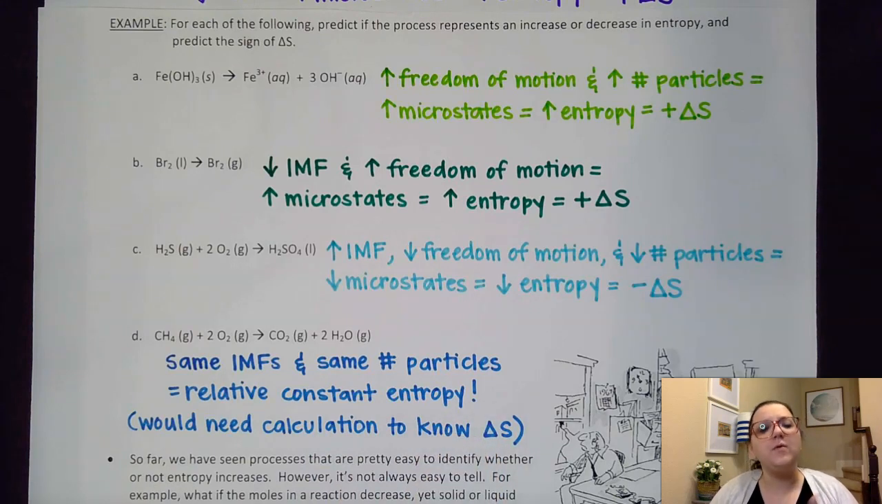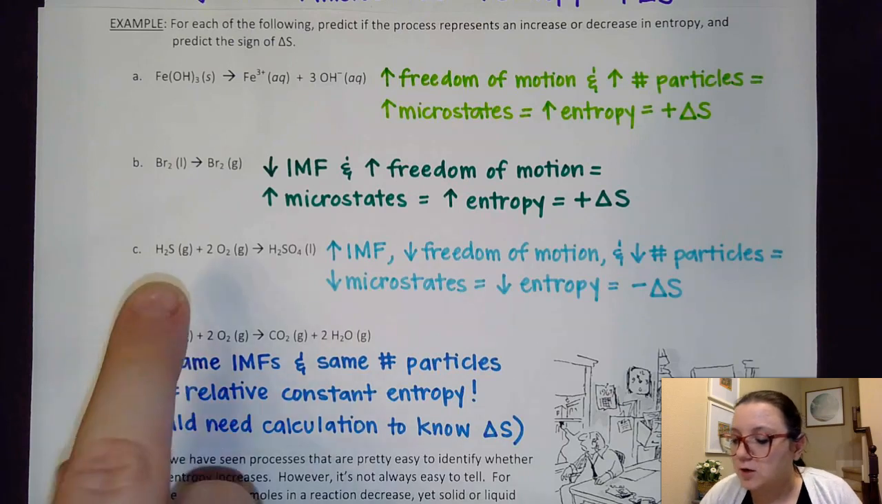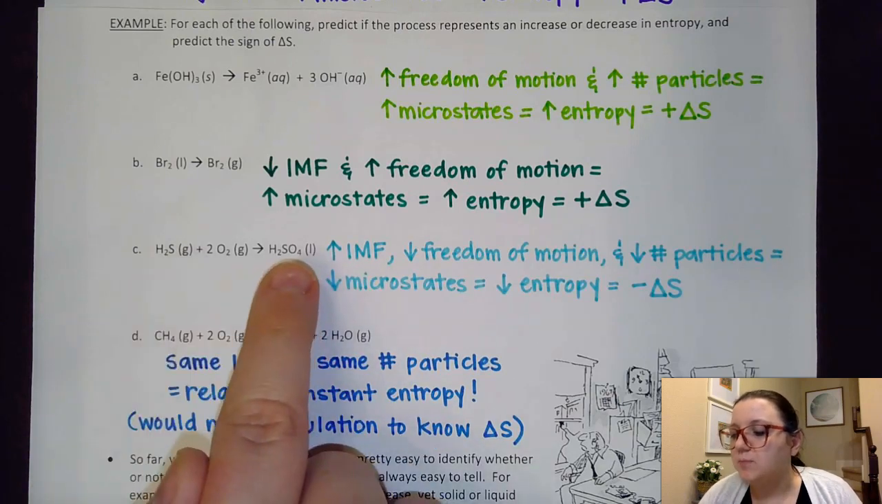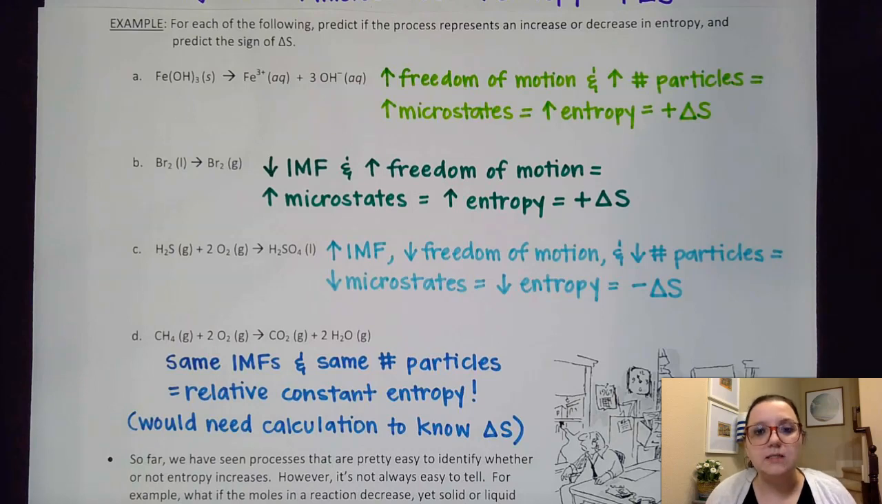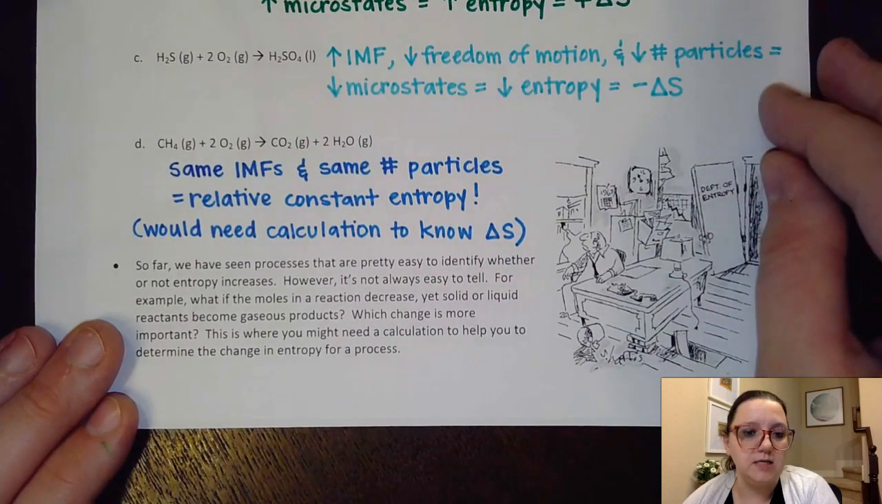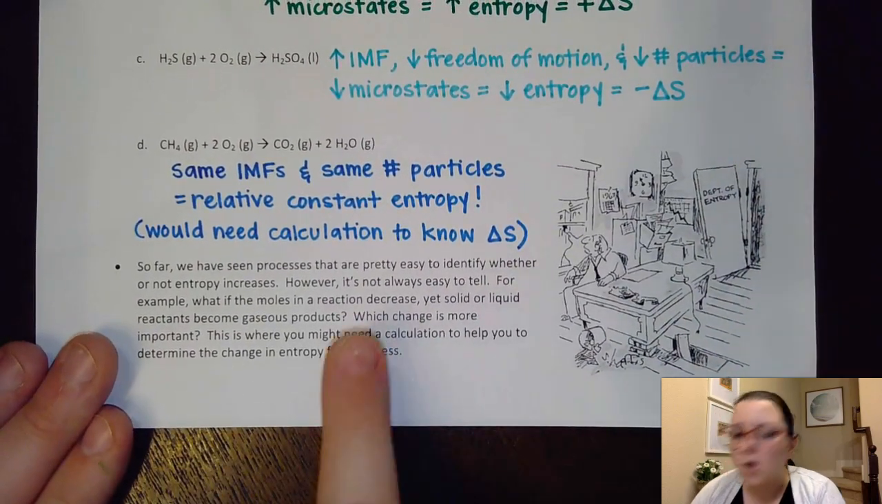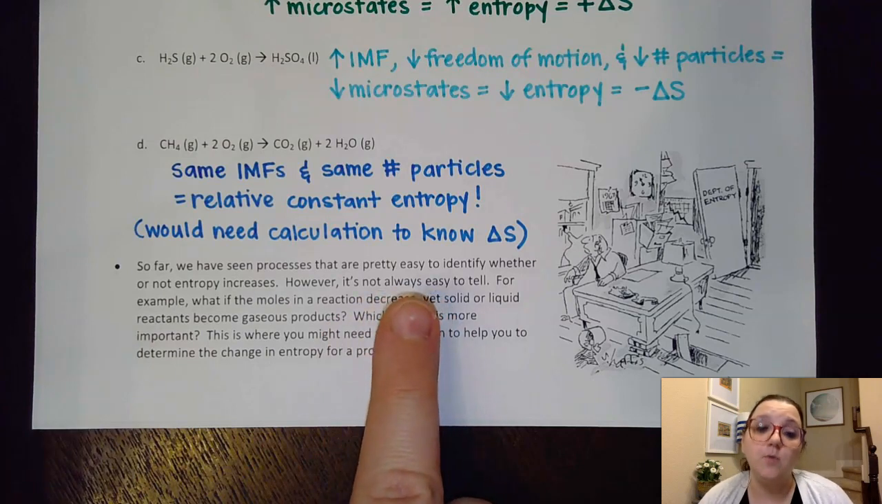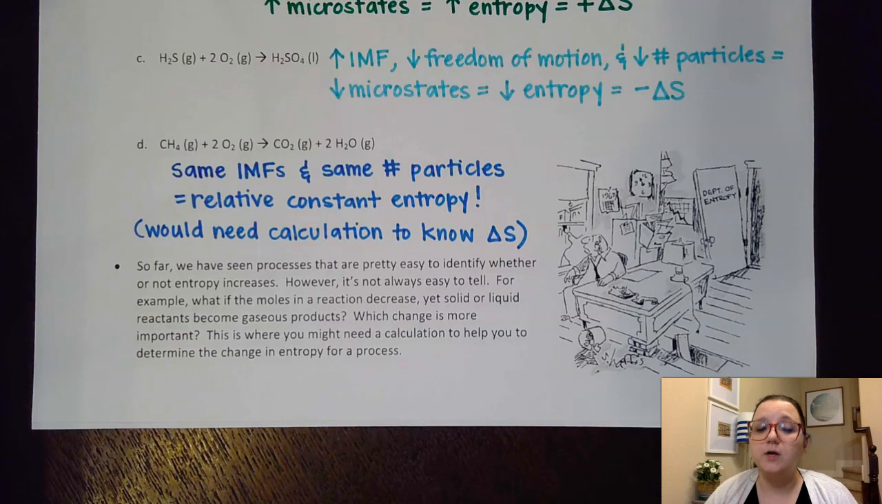Also, if I was presented with a situation where maybe the IMFs contradicted what the particles were doing, like, for example here, what if the IMFs had increased, but your number of particles had also increased? It would have been really hard to tell then at that point if your microstates had increased or decreased. So the issue is this is not always easy to tell what's happening with our entropy. So sometimes we are going to have to do a calculation to help us really know what's going on with the change in entropy for our process. Sometimes we can predict it, but sometimes we're going to have to do that calculation.